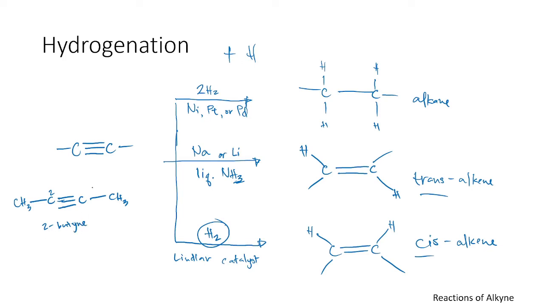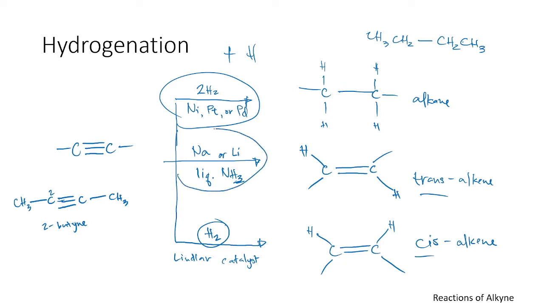So if this 2-butyne undergoes this reaction, what will happen? We will just have butane, wherein butane is just CH3, CH2, then a single bond, CH2, then our CH3. Okay?